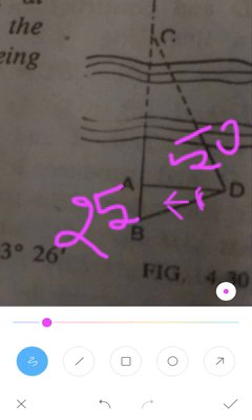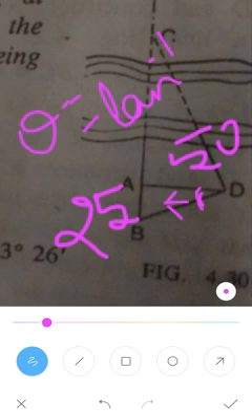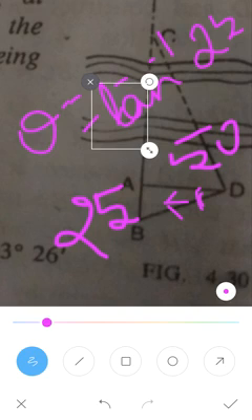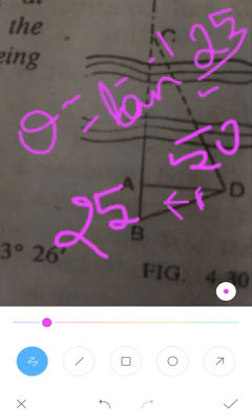So what is that? Theta is equal to tan inverse of opposite by adjacent. Opposite is AB, so AB is 25. Adjacent is AD, that is 50. Now theta I will get it. If you want the angle, I will find it out. So that is 26 degree.